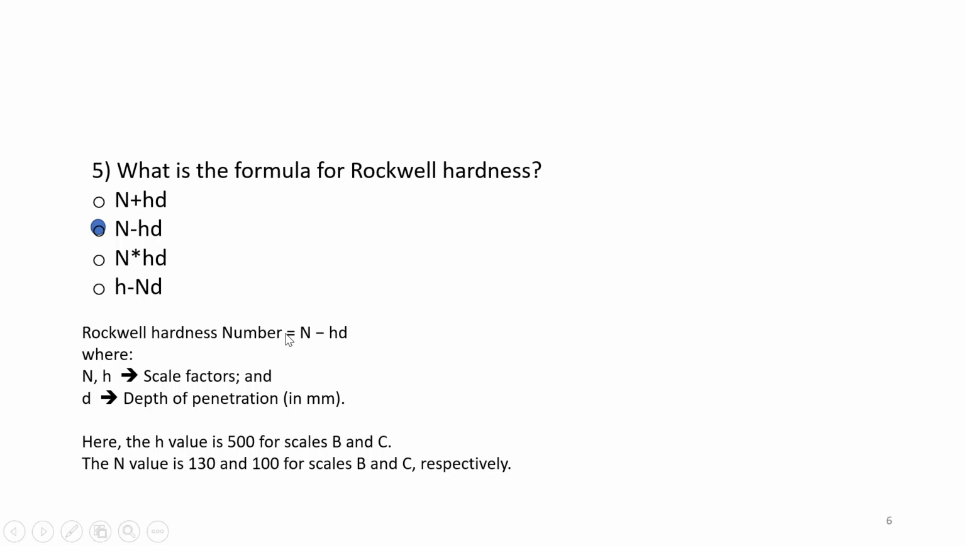So in the case of Rockwell hardness number, your formula will be N minus Hd, where N and H are the scale factors and small d will be the depth of penetration in mm. Here the H value is 500 for scales B and C, and the N value is 130 and 100 for scales B and C respectively.